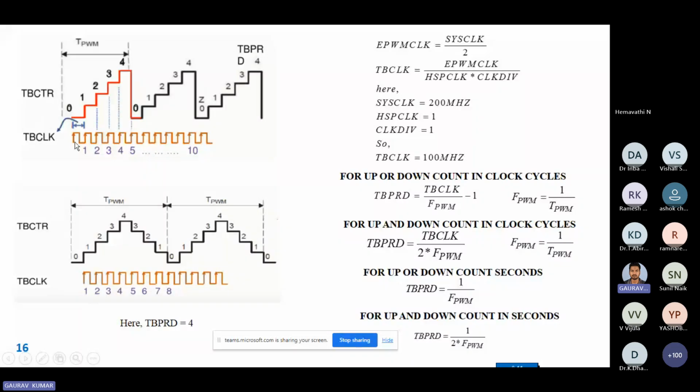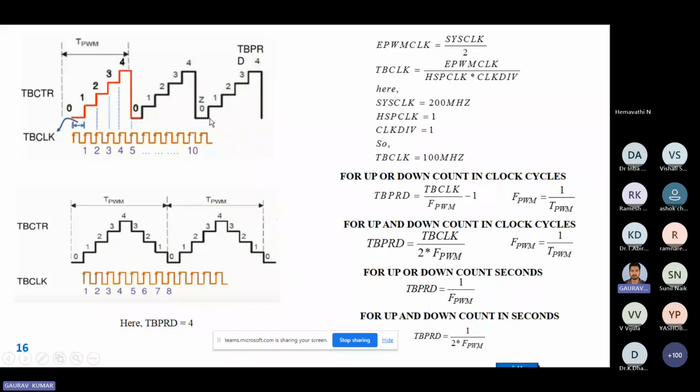The system clock pre-scaled version is TB clock, and one complete cycle is 0.01 microsecond. You can see this is the TB counter. I have told you that in case of up counter, the TB counter starts from 0, then goes to 1, 2, 3, 4. Then the TB counter register is set to 0 again. Then it will again increase.